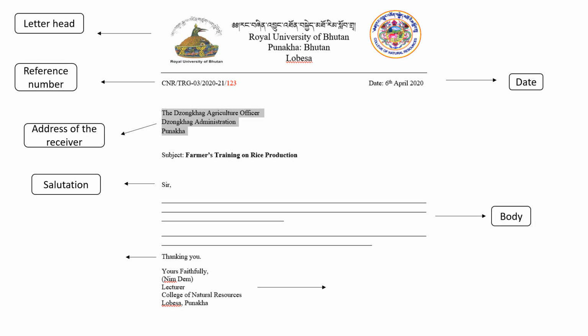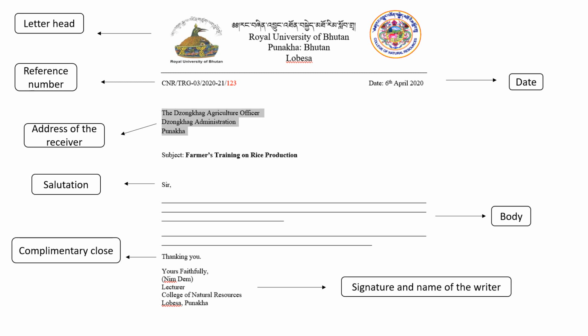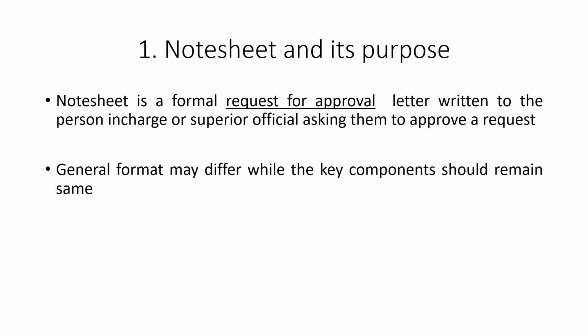Body or the main text of the letter should revolve around the subject, and the language used should be clear and to the point. In case you are dealing with a number of issues, a separate paragraph should be used for each point. Complimentary clause, signature and name of the letter. You should end all official letters with the subscription, yours faithfully, followed by the signature and designation of the person signing the letter.